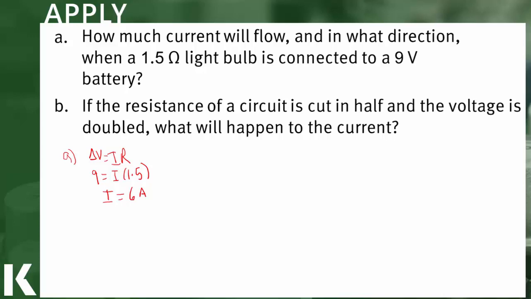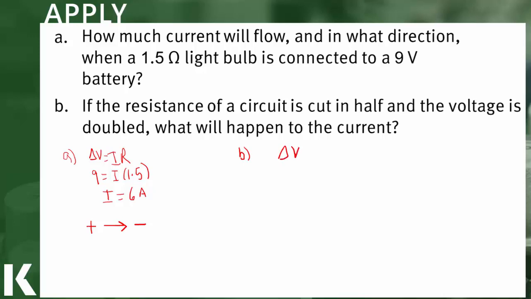As far as direction, by convention, the current will flow from the high voltage or positive side of the battery to the low voltage or negative side of the battery. Let's look at another question. In B, we have the resistance of a circuit cut in half and the voltage is doubled. What will happen to the current?